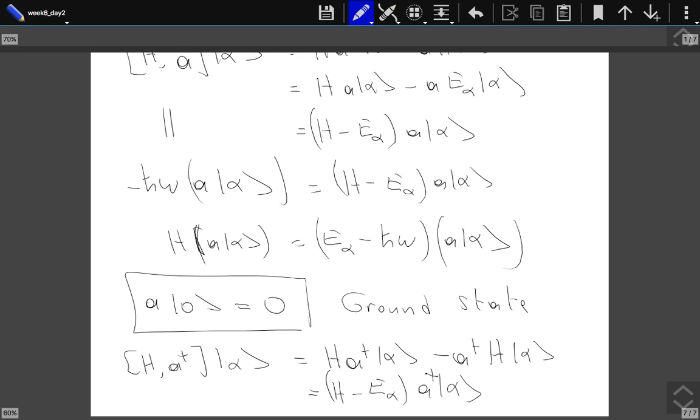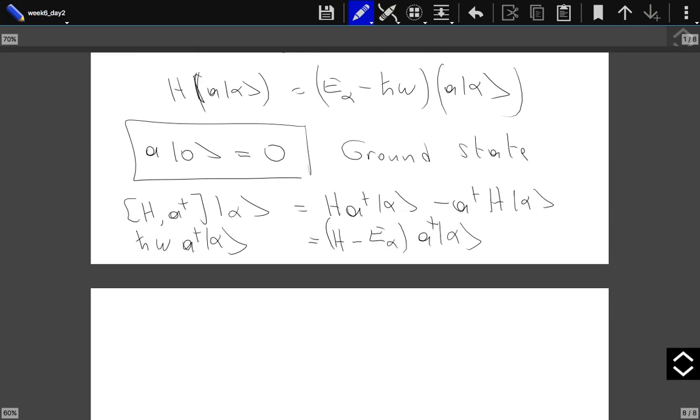Now the commutator of H and A dagger, we know that it is H bar omega A dagger. Well, this just looks like the previous case with a change in sign. In the case of A, it was minus. Now, in the case of A dagger, it's plus. But this means that H acting on A dagger alpha is just E alpha plus H bar omega, times A dagger acting on alpha.